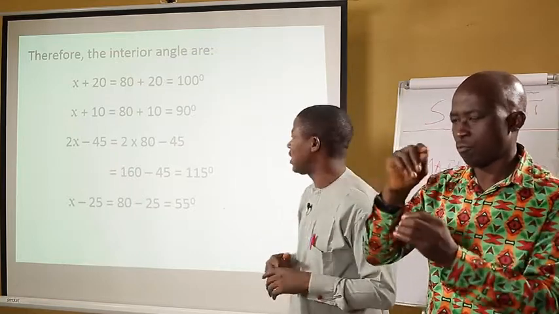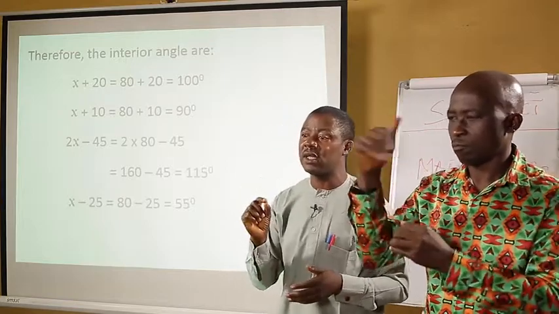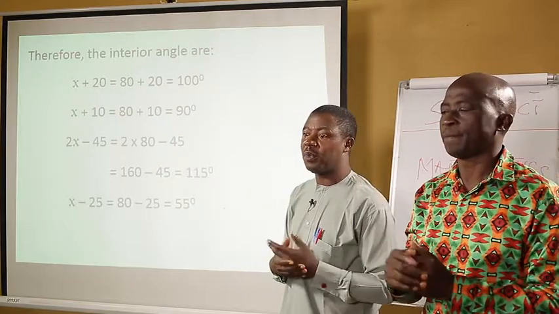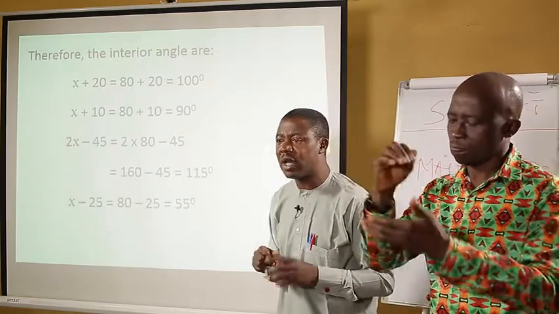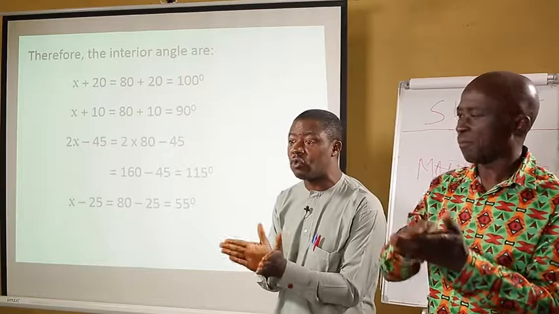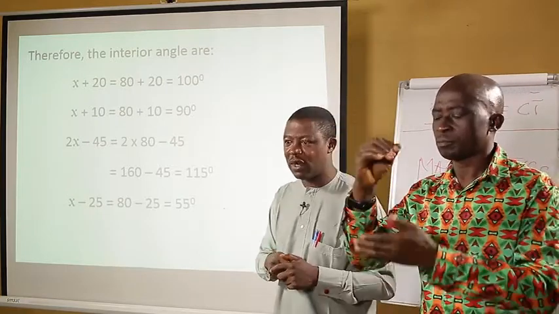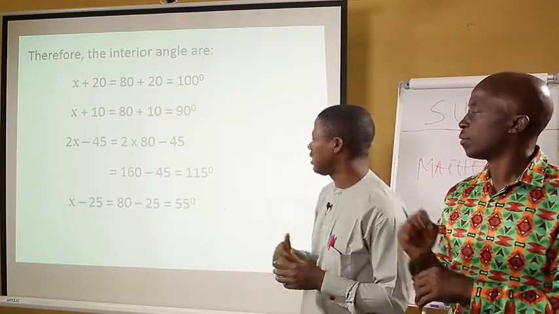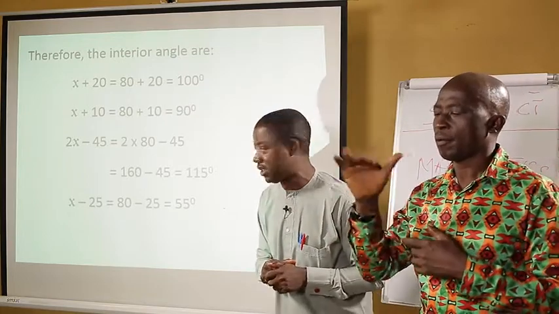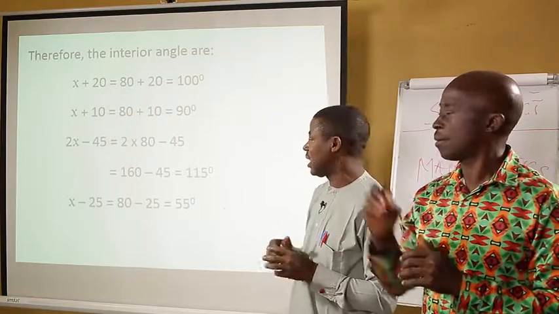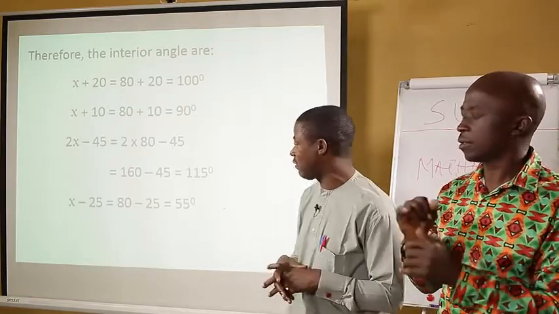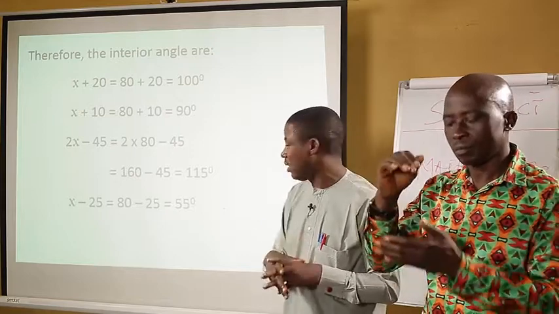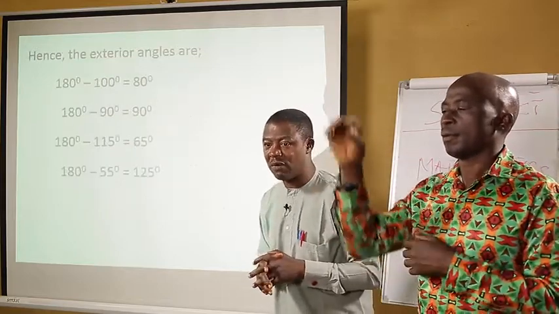That is one of the angles of the quadrilateral. The next angle is x plus 10, which is 80 plus 10, and that is 90 degrees. The next angle will be 2x minus 45. Replacing x, it will be 2 times 80 minus 45. 2 times 80 is 160, and 160 minus 45 gives you 115 degrees. The last angle of the quadrilateral is x minus 25. x is 80 degrees from our calculation. So 80 minus 25, we'll be having 55 degrees.